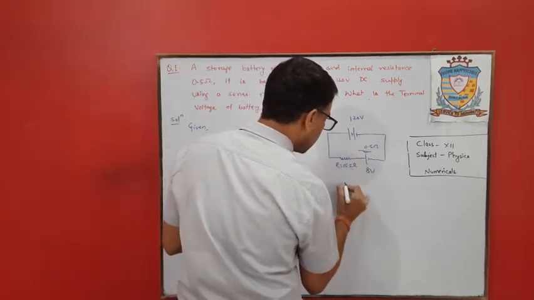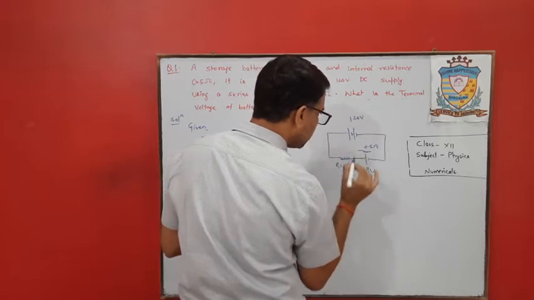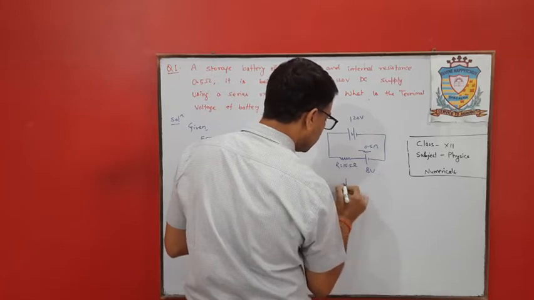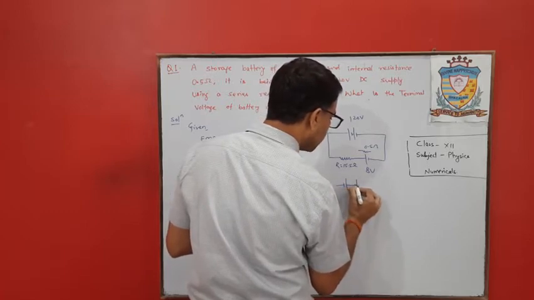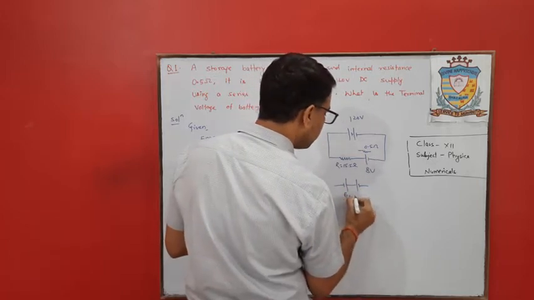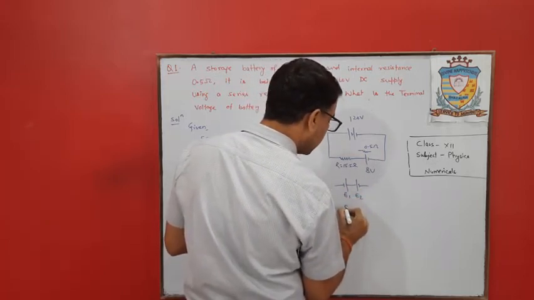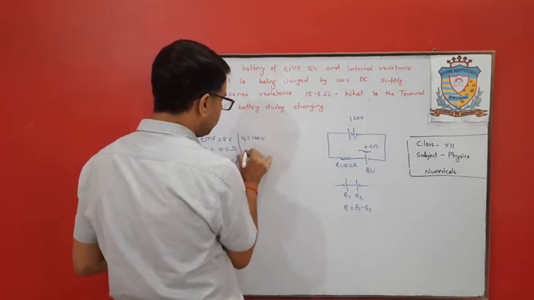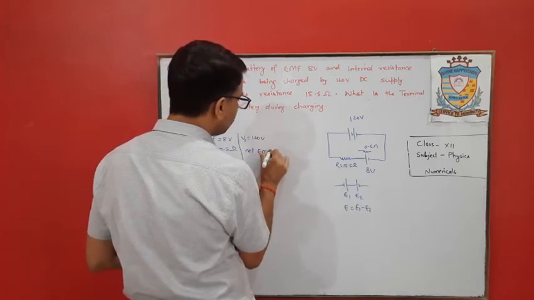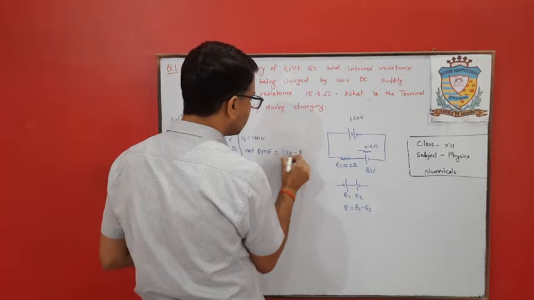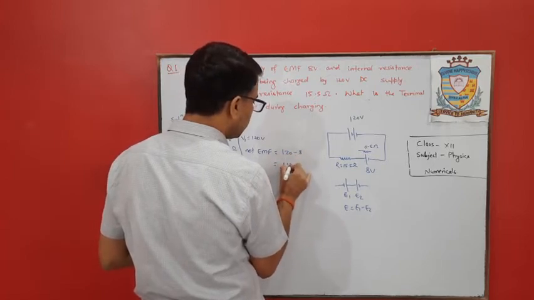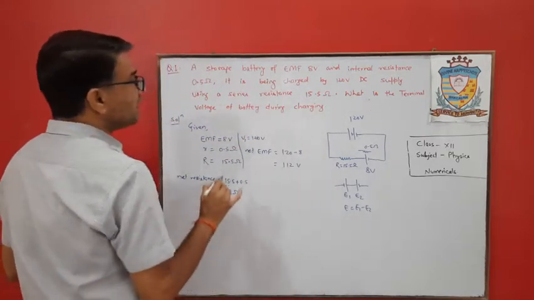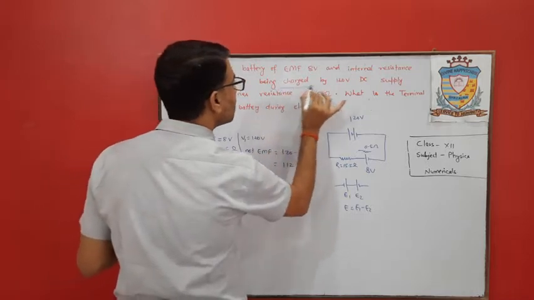Now, as you can see, the positive terminal of one battery is connected with the positive terminal of the other. In previous classes we have already studied this. If two terminals of the same polarity are connected, having EMF E1 and E2, then the net EMF will be E1 minus E2. So here the net EMF will be 120 minus 8, which is equal to 112 volt. Clear? Now, this is the case of charging.